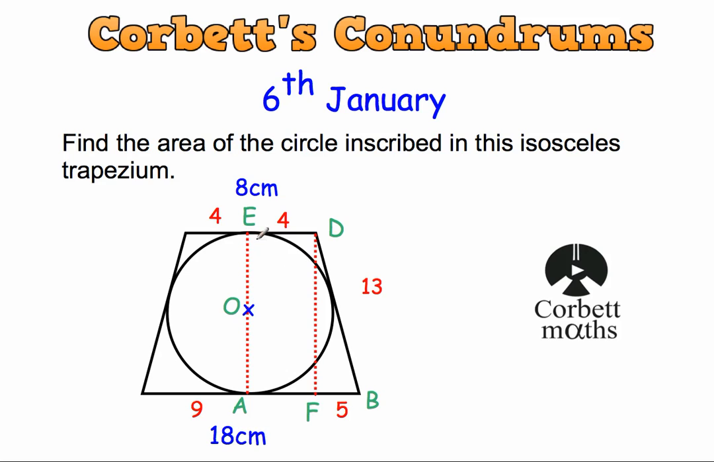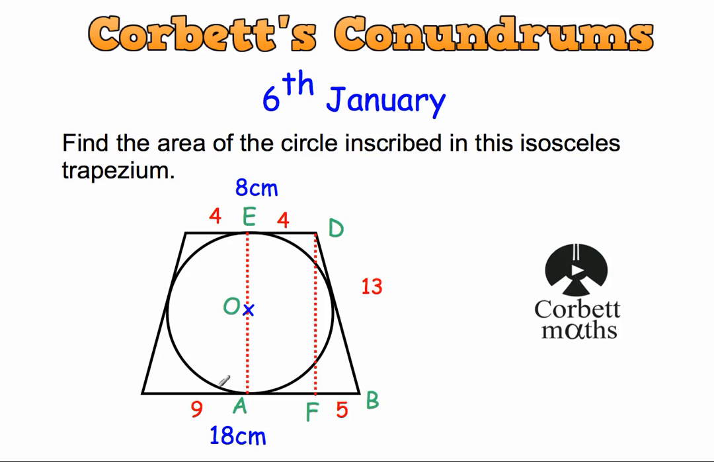Okay, so here we've got EOA, so again that line that joins up the midpoint of the top of the trapezium to the midpoint of the base of the trapezium, and that passes through the center of the circle. We know that because it's an isosceles trapezium. And what I've done is I've drawn a line down from the top right hand corner D straight down to the point F, which is just a point on the base of the trapezium.